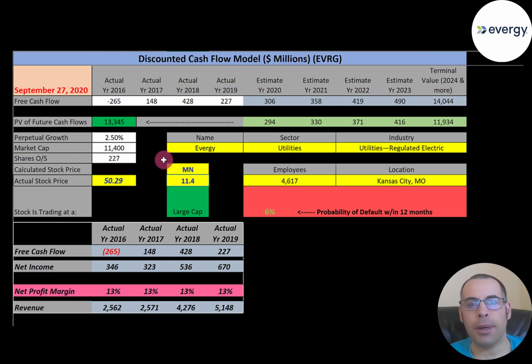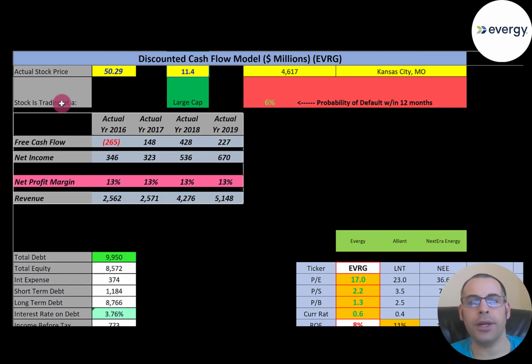This is a large cap company, 11.4 billion market cap, so that's the value of the company according to the stock market, and they trade at $50 a share. And to get shares outstanding, it's market cap divided by stock price gives you shares outstanding, 227 million. We're going to need this number later when we calculate the value of the company. Let's look at the financials.